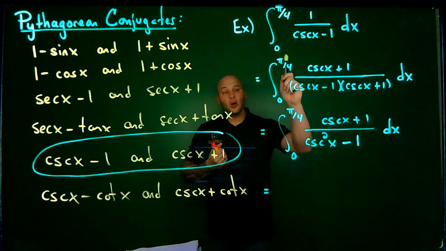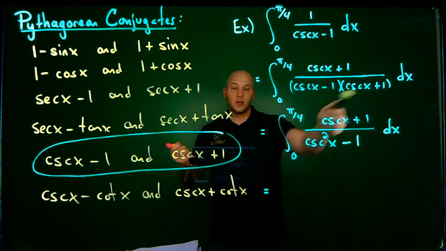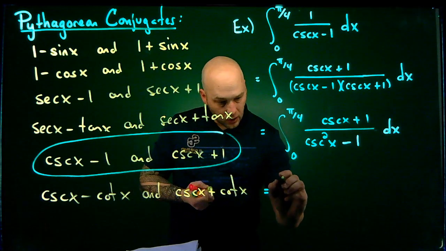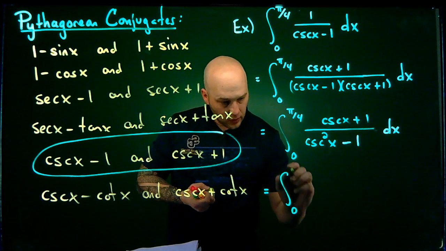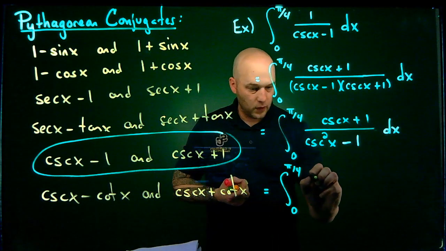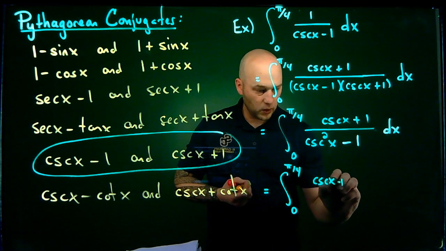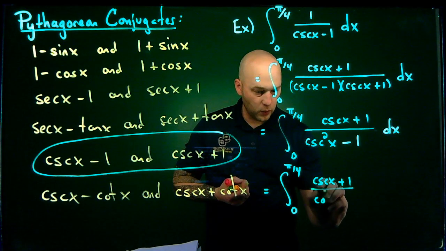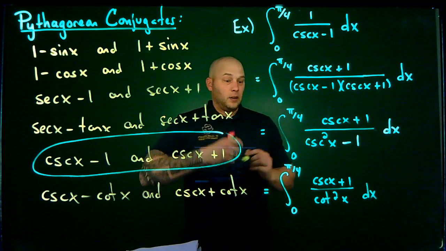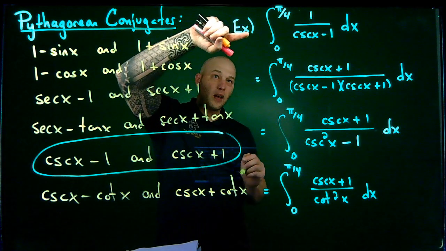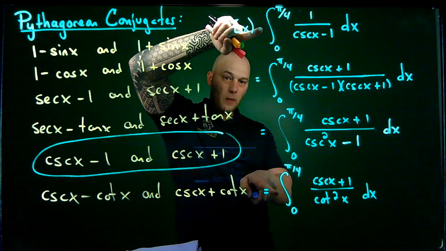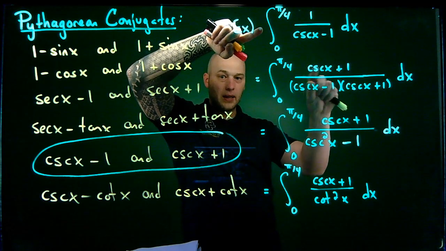Now, I didn't have space to write up all the different Pythagorean identities on the board, but cosecant squared minus 1, what does that equal? Cosecant squared minus 1 is cotangent squared, so that gives me the integral from 0 to pi over 4 of cosecant of x plus 1 over cotangent squared x dx. So what I've done is I converted this original integral to this one down here using a Pythagorean conjugate.